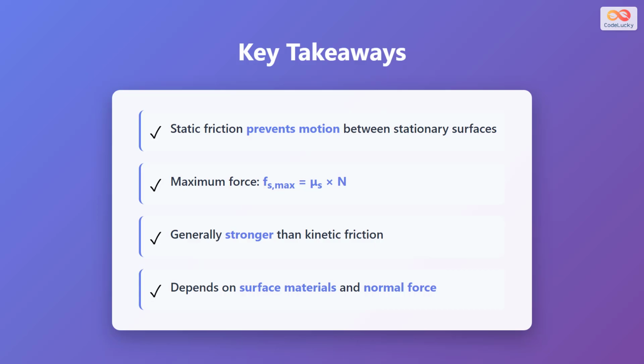Let's review the key points. Static friction prevents motion between stationary surfaces by resisting applied forces. The maximum static friction force is calculated as F sub s comma max equals mu sub s times N, and static friction is generally stronger than kinetic friction, which is why starting motion requires more force than maintaining it. Finally, static friction depends on both the surface materials and the normal force pressing the surfaces together. Understanding static friction helps us analyze and predict the behavior of objects in countless real-world situations.